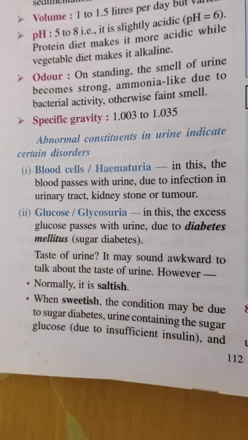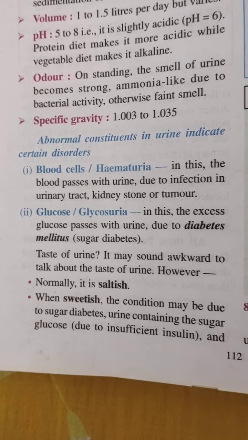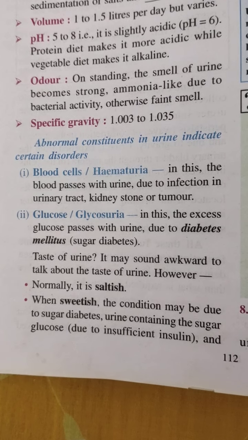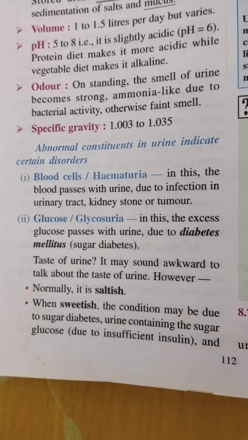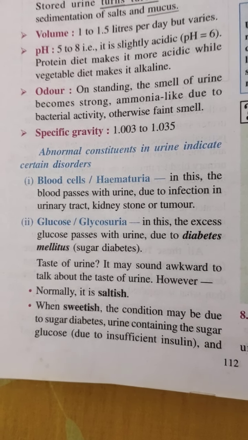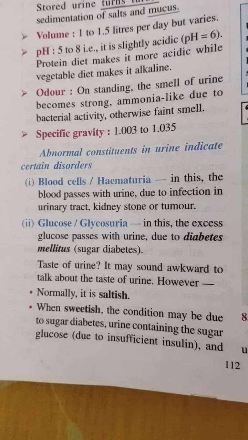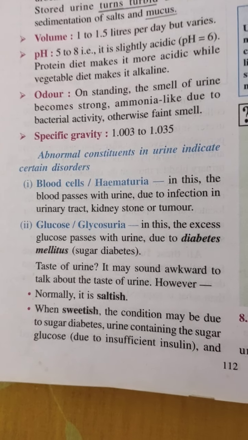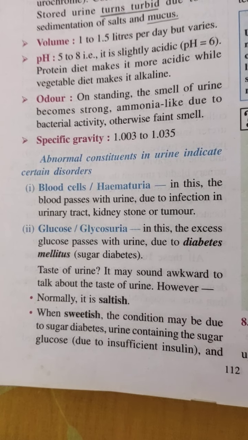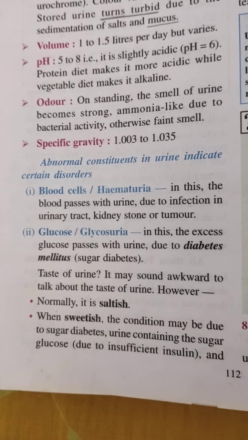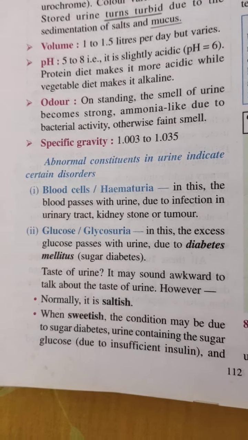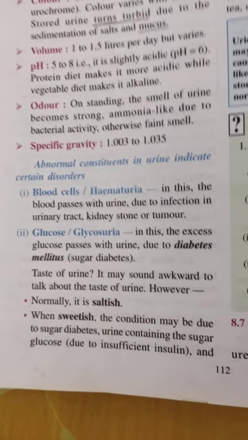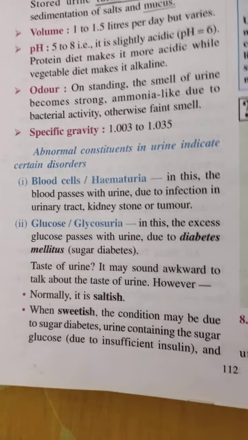Glucose, or glycosuria, we call it glycosuria because of diabetes mellitus, which we have read in the endocrine system. When insulin is not secreted properly, then diabetes mellitus occurs, and in those diabetes patients, the excess glucose passes with the urine, the glucose crystals, and we call that condition glycosuria.